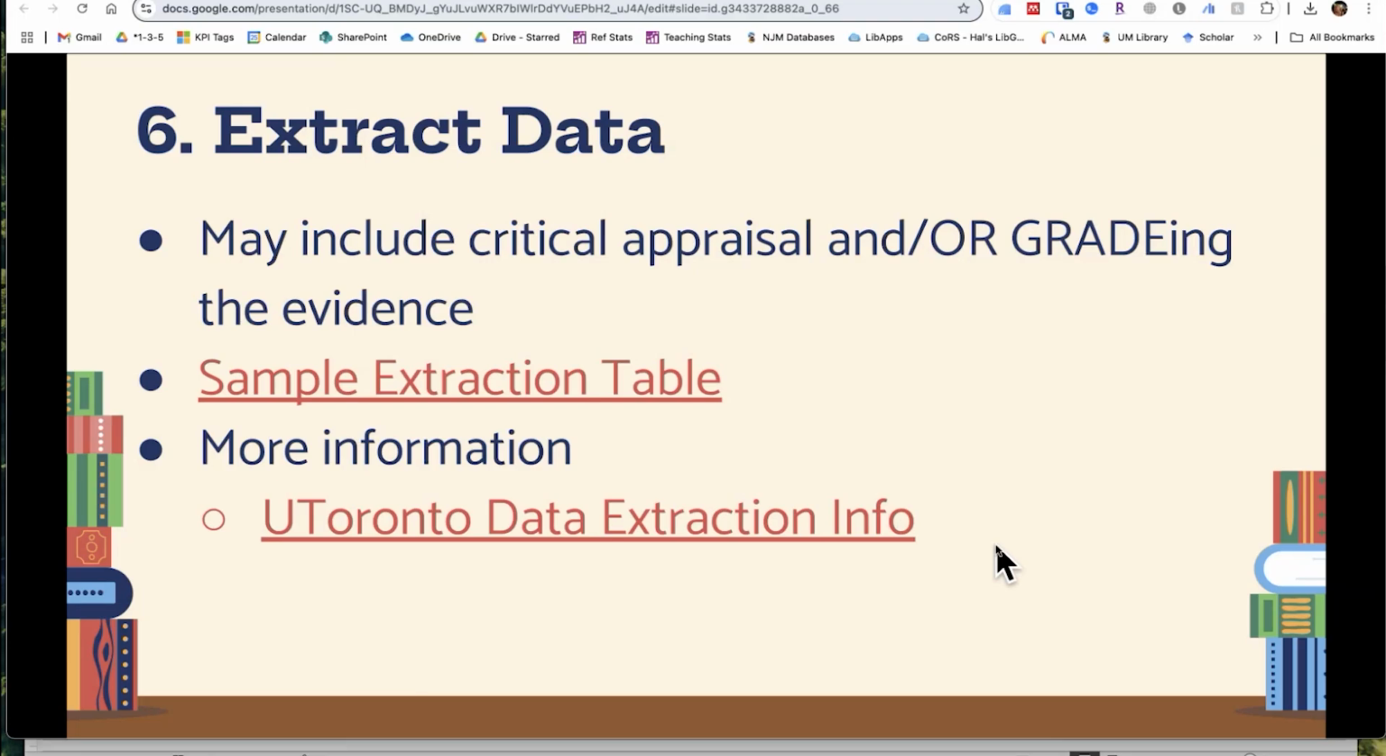And what you may notice is that a lot of my links are to Canadian resources. I think Canada does a great job with systematic review, so I'm linking out to our resources because I think they're really helpful.